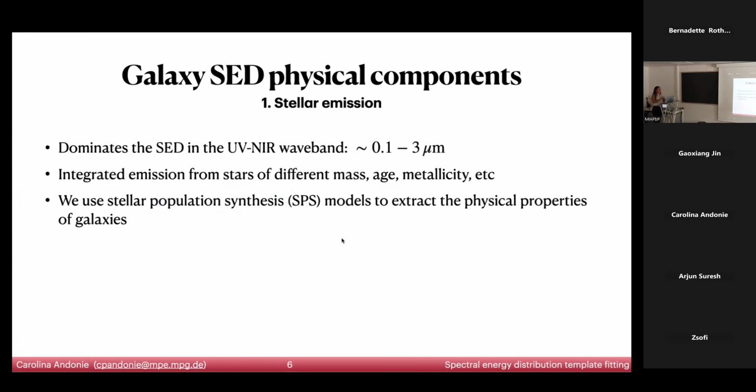So now I will give a review, more or less, of the different components. We know that the stellar emission mostly dominates the SED in the UV and optical bands, between 0.1 and 3 microns, more or less. The stellar emission is basically the integrated emission of all the stars of the galaxy that have different ages, different metallicities, different masses. And we have to use stellar population synthesis models to convert this UV or optical emission and extract the physical properties of the host galaxy.